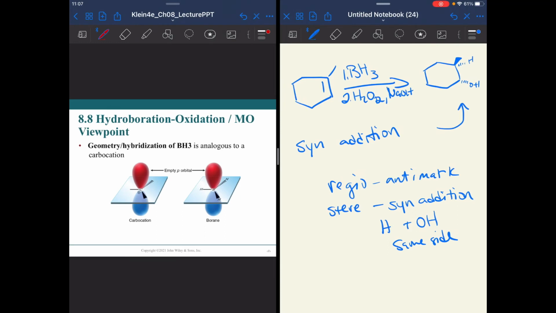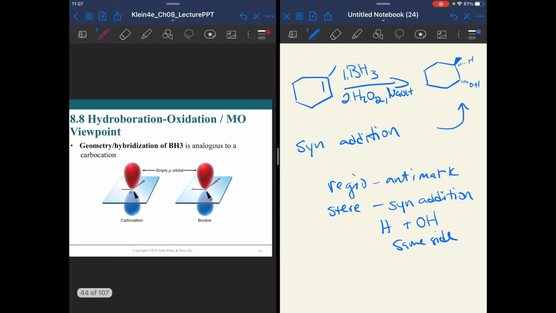So we don't make a carbocation in this particular mechanism, so there are no rearrangements possible here that we have to worry about.